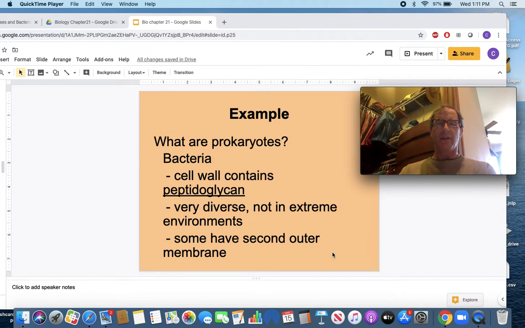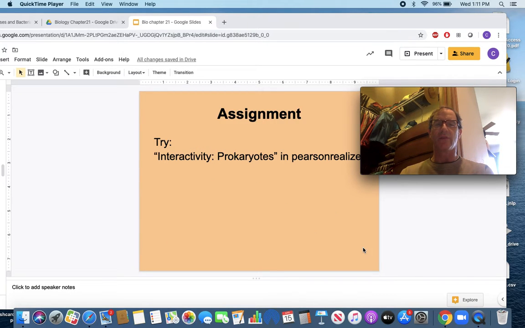Another real important fact is that some of them have a second outer membrane. We'll talk more about why that's important. In other words, instead of just having their regular cell membrane, they have another one outside of that. So this is a start for you. You can use this as an example. So go ahead and for tomorrow, finish those notes in section 21.2.